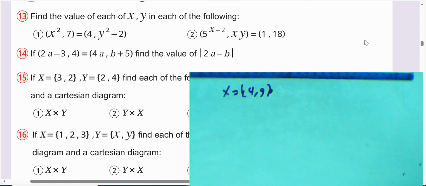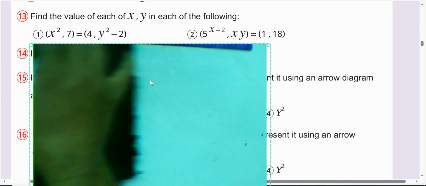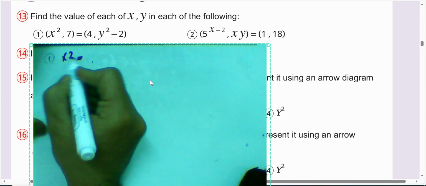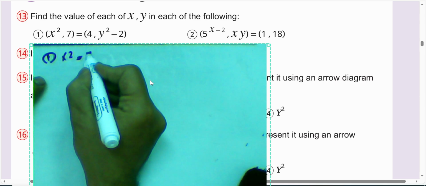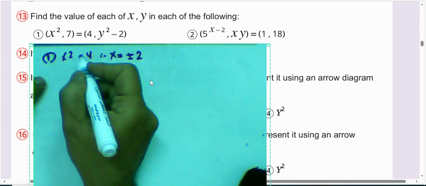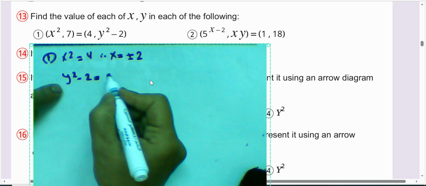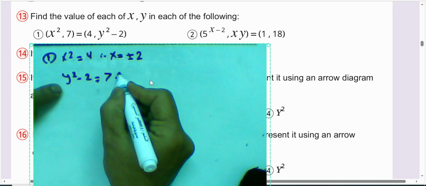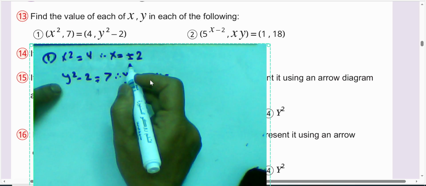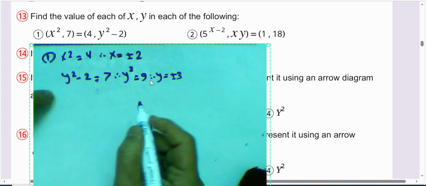Understood? Find the value of each x and y. First order equals second order. Then the first projection equals first projection. Then x power 2 equals 4. Then x equals positive or negative square root of 4, equal to 2. And y power 2 minus 2 equals 7. Then y power 2 equals 7 plus 2 equals 9. Then the value of y will be square root of 9, which will be positive or negative 3. This is question number 1.